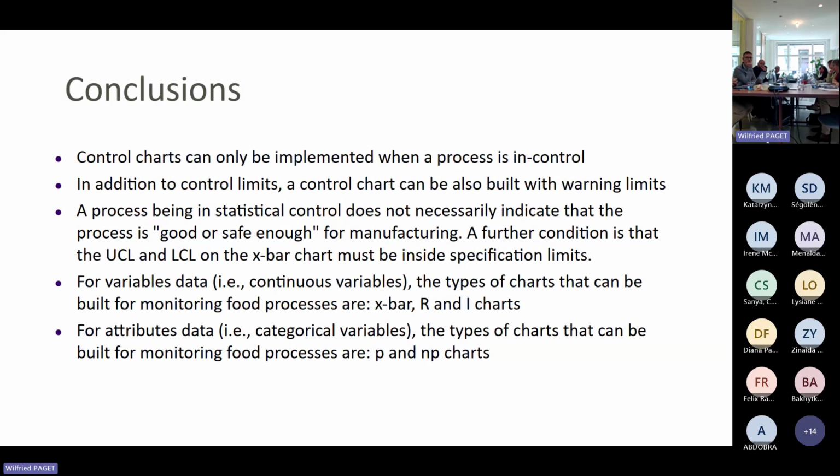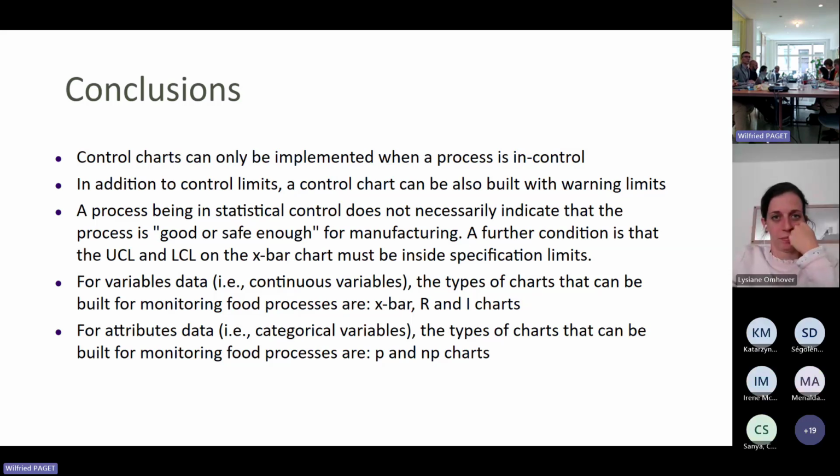Okay, to conclude, control charts can only be implemented when the process is in control, so you need to have an in control process. In addition to control limits, a control chart can also be used to build warning limits. Today you can use it with the informatics system. You can have automatic warnings. A process being in statistical control does not necessarily indicate that the process is good or safe enough for manufacturing. A further condition is that the upper limit or the lower limit of the X-bar chart must be inside specification limits. So we need to guarantee these specification limits.